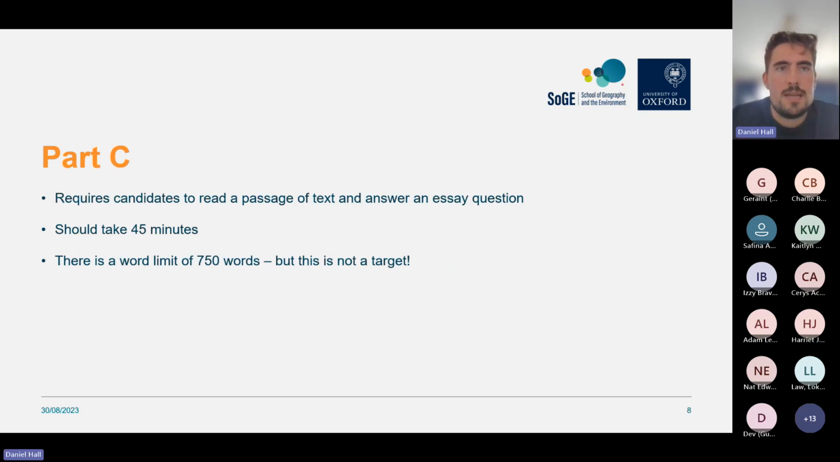And then finally, part C. This will require you to read a passage of text and answer an essay question in response to that text. It should take around 45 minutes. There's a word limit of 750 words for this, but this is not a target. If you write less than this, it may still well be a very good answer.